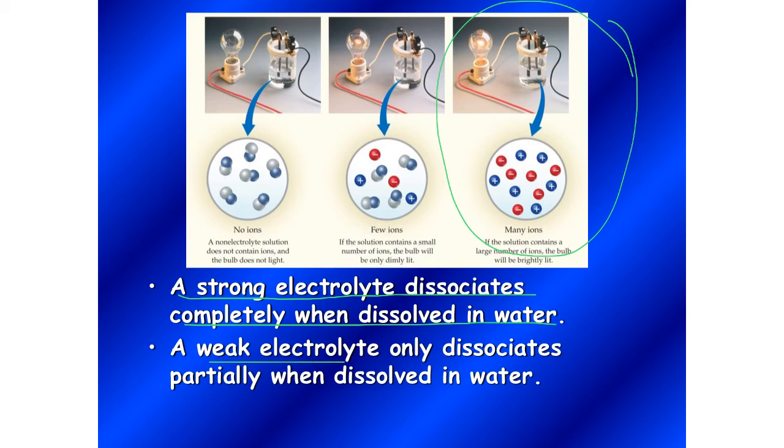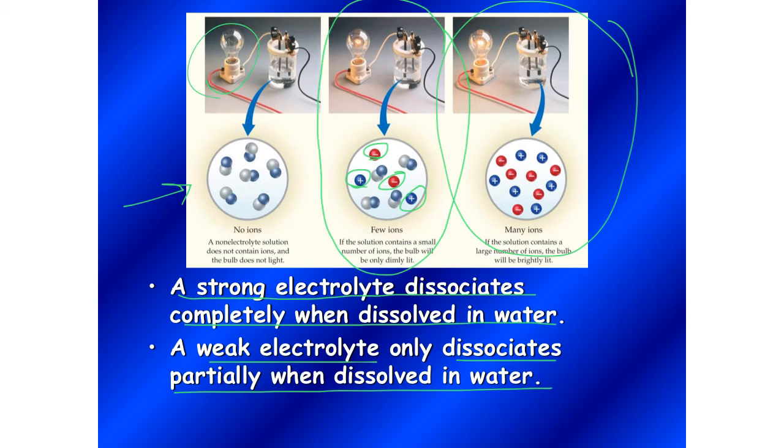A weak electrolyte dissociates partially when dissolved in water. So if we look at this middle diagram, the light bulb is lit up a little bit and we get a few ions, but not all ions like we got with our strong electrolyte. And then lastly, we'd have a non-electrolyte. The light bulb is not lighting up and there also are no ions present, so it's not conducting electricity.